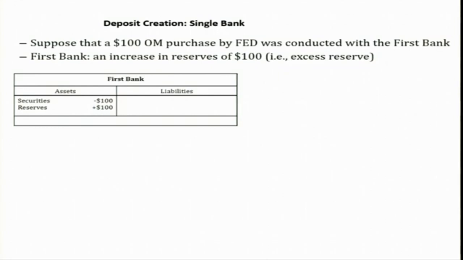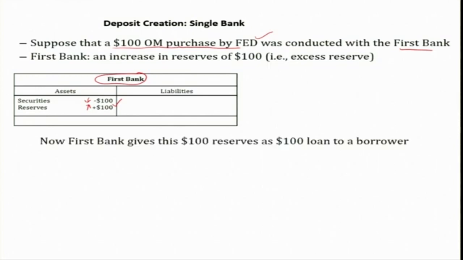So the starting point is what we discussed in the previous class. Suppose a $100 open market purchase by the central bank was conducted with the first bank. The first bank is our representative commercial bank here. The immediate effect is going to be a change in the T account of the first bank. The securities will decline by $100. And immediately the proceeds of the sale will be credited to the account of this First National Bank by the central bank, and there will be an increase in reserves of $100. That is the first change that we can see here.